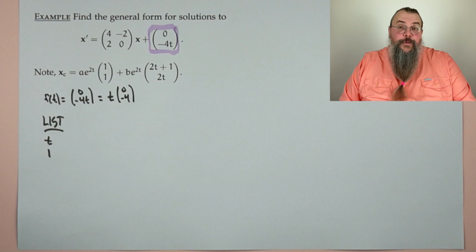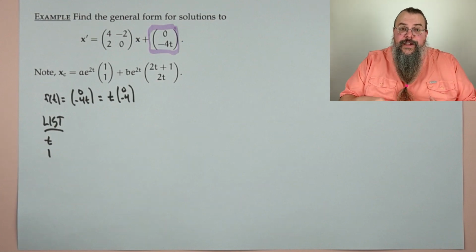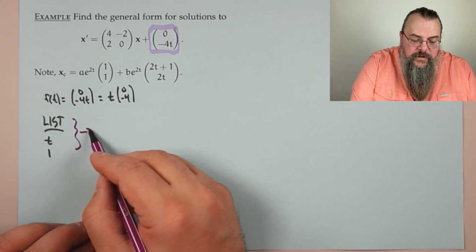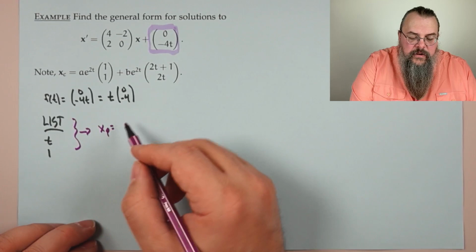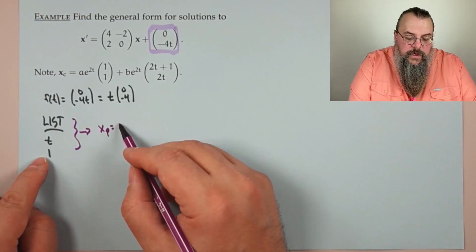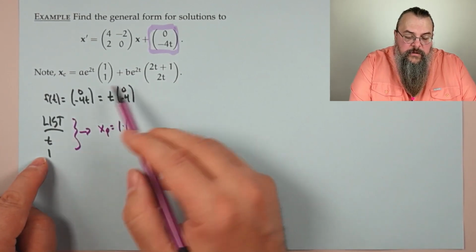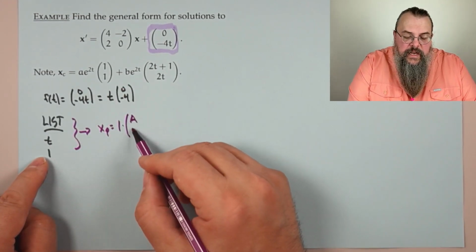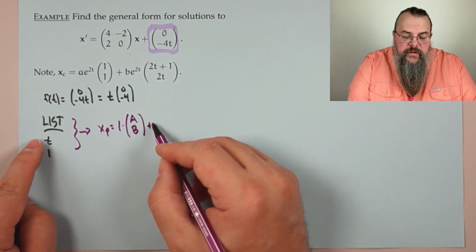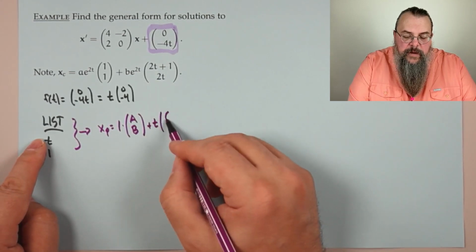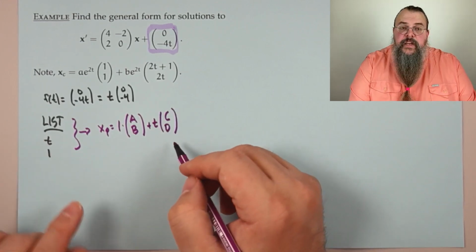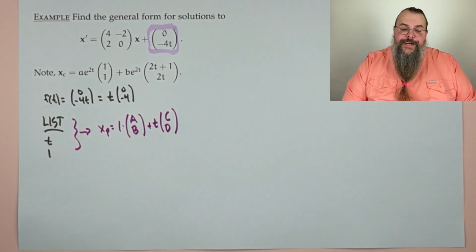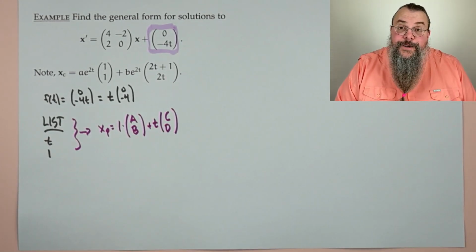Okay, so now we're going to take our list and we're going to use that to make our guess. So this tells us that the xp, well, it looks like our function, I'll start with the t, times some unknown vector, since we're already using a and b, maybe I'll use capital letters. Capital A, capital B, plus the other function, capital C and capital D. So the goal now is to find A, B, C, D. All right, four unknowns.